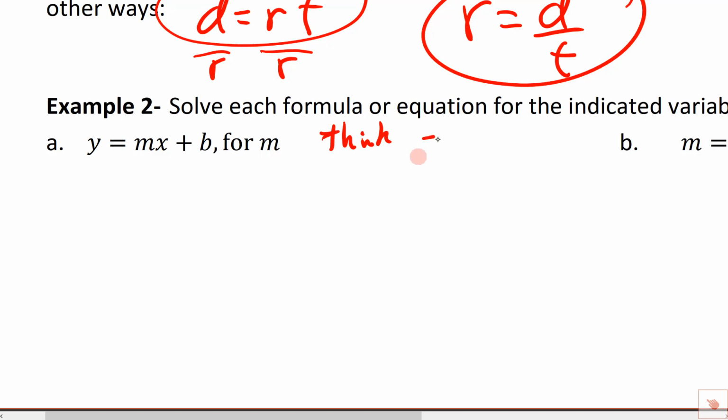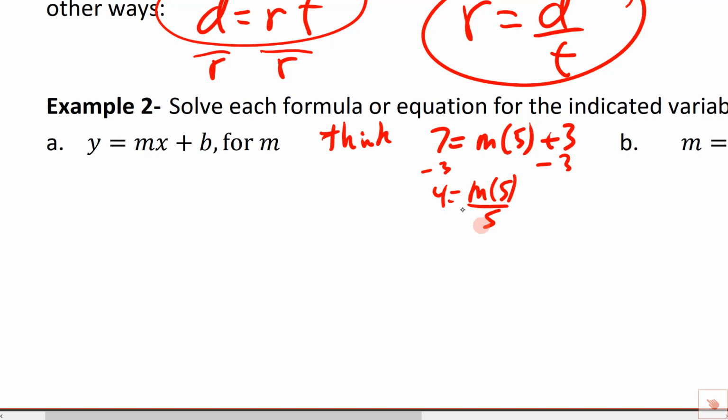I'm going to think of y like, say, a 7. And this is going to be an m times, let's say this is a 5, and then this is plus a 3. So I've replaced everything except for the m with a number, and then I look over here and say, oh, I know how to solve this. I would just subtract 3. I'd get a 4, and then I'd have m times 5, and we get rid of multiplying by 5 by dividing by 5. So I get an m on this side, and I get 4/5 on this side.